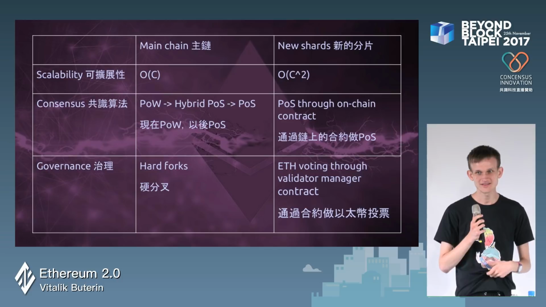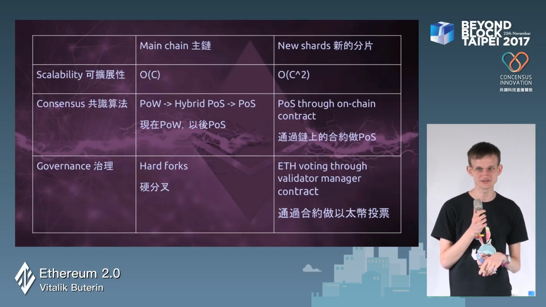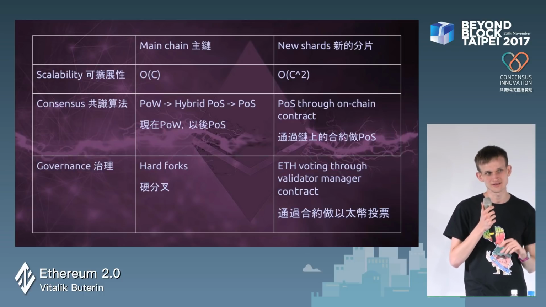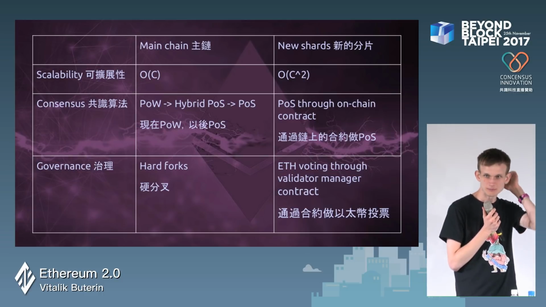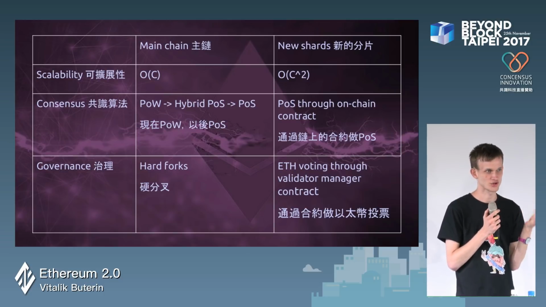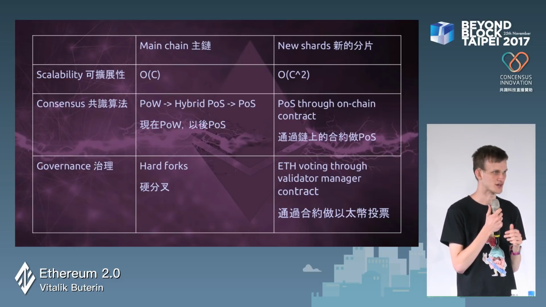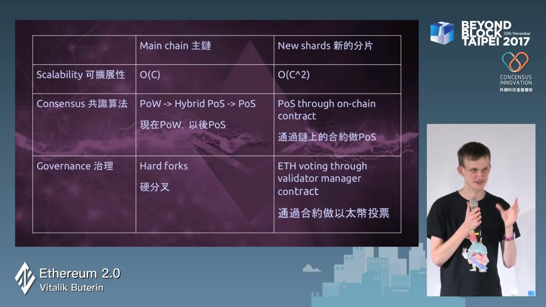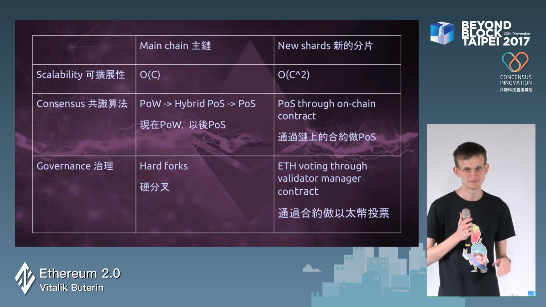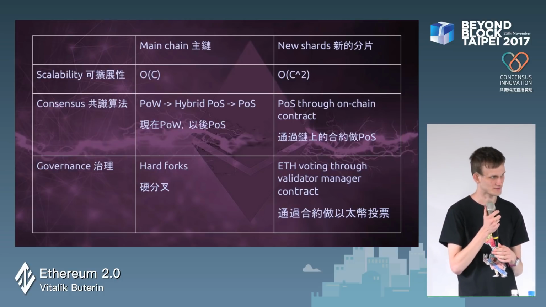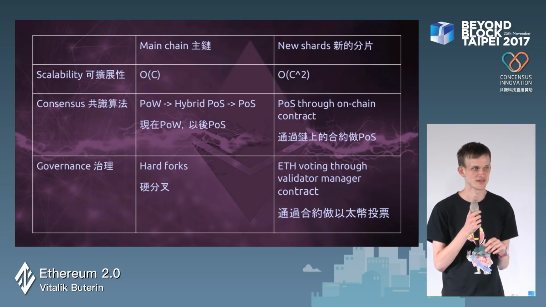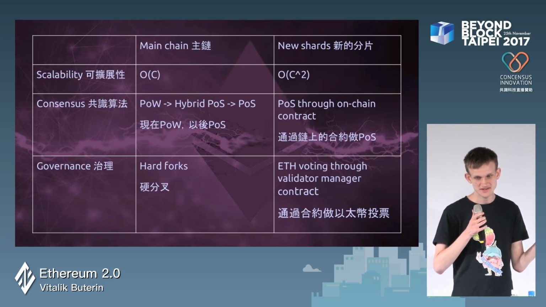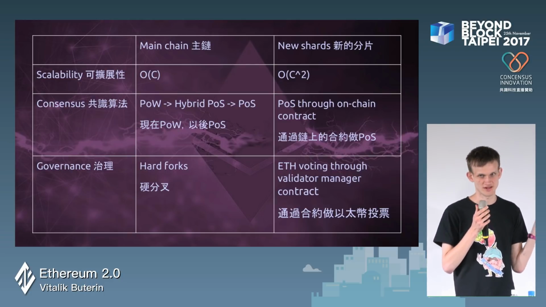And the new shards are basically governed by Ether voting through a validator manager contract, and of course the users of the shards would also have to download updates in order to accept them. So it gives the users in the shards somewhat less control, but they still end up having some level of control, right? So this is all in the early stages of the sharding system.